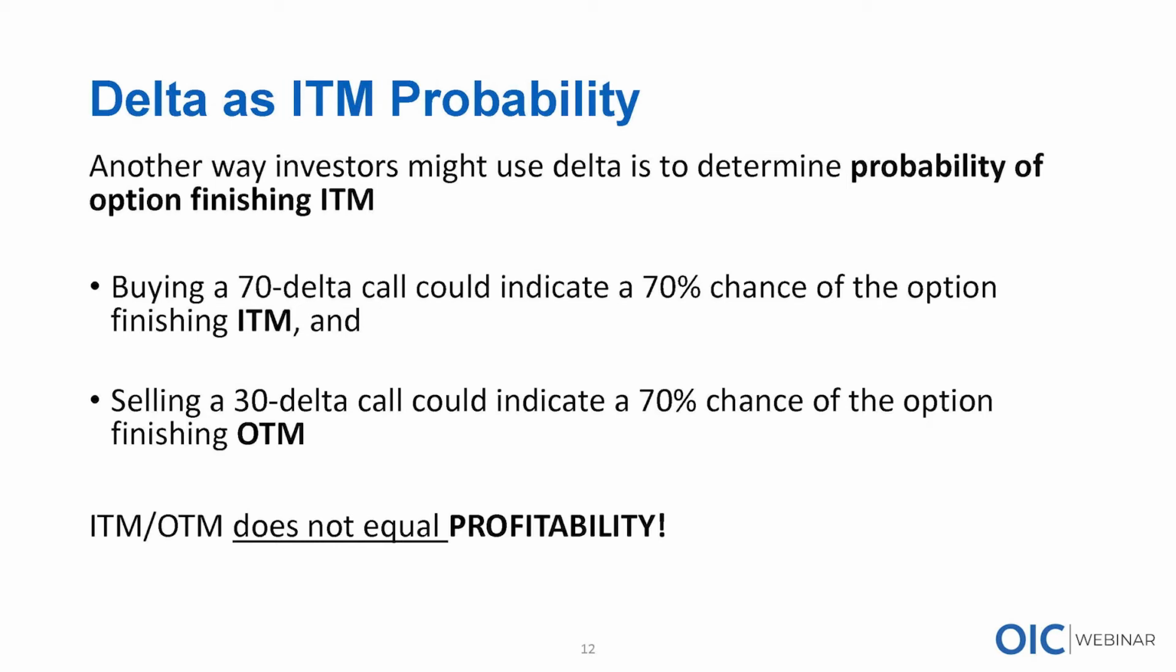Just because an option has a 70% chance of finishing in the money, does that mean there's a 70% chance of it being profitable? So let's just say you bought a 95 call and you paid $6 for it. And at expiration, that stock is trading 100. Well, at expiration, that option has an intrinsic value of $5, but you paid $6 for the option. So you lost $1 on the option, but it's still in the money. It's still in the money by $5. So just keep that in mind, that in the money or out of the money does not equal profitability, okay?